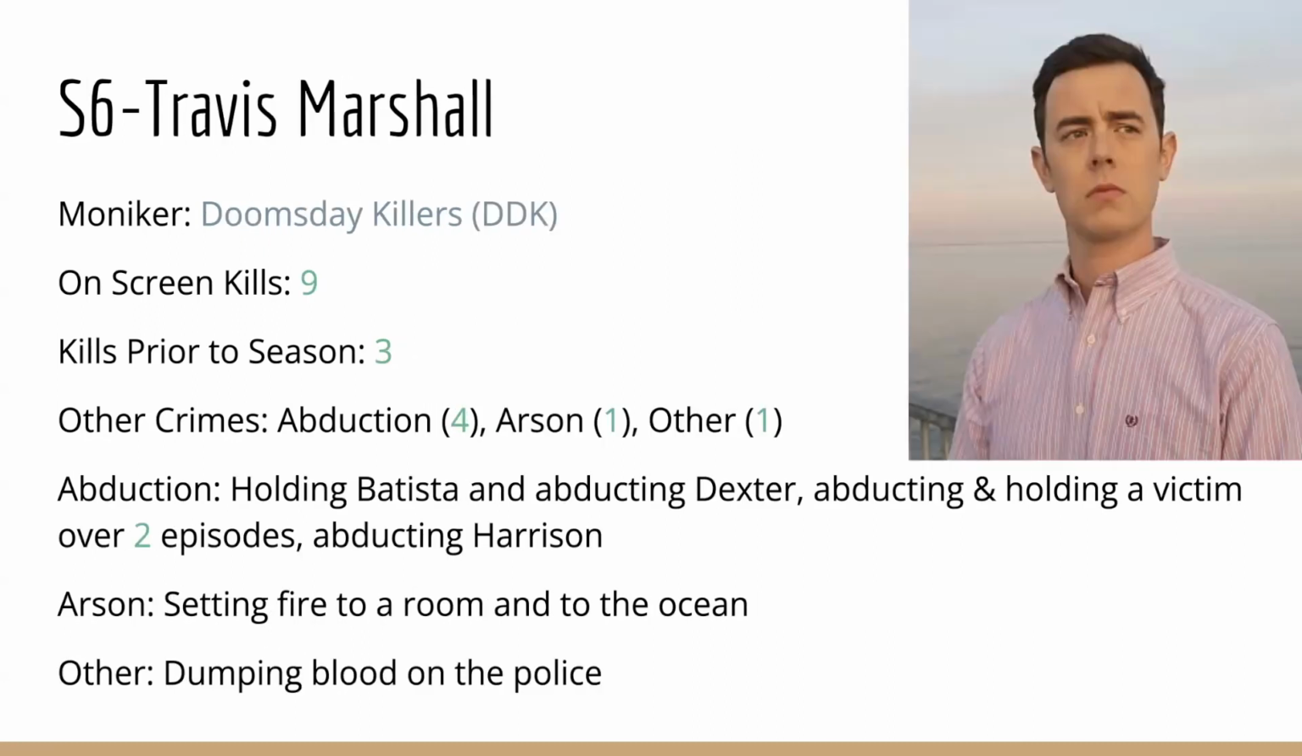Season 6, there was Travis Marshall. His moniker is the Doomsday Killer. He kills 9 on screen and admits to killing 3 prior to the season. He also commits 4 abductions, which are holding Batista hostage and abducting Dexter, that's 1 episode, abducting and holding a victim over 2 episodes, and abducting Harrison.